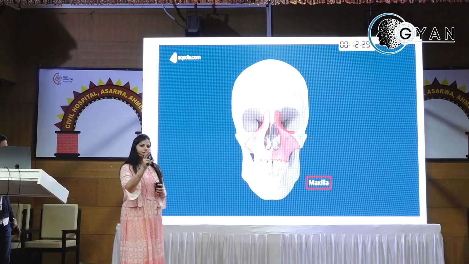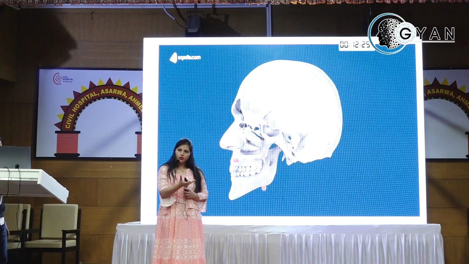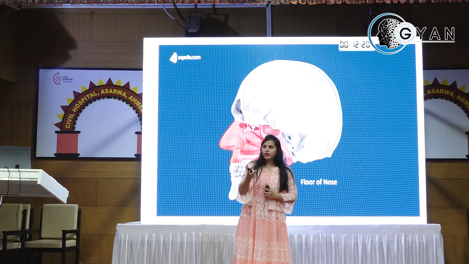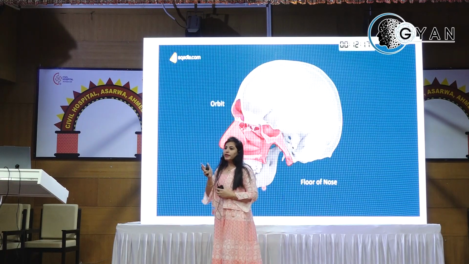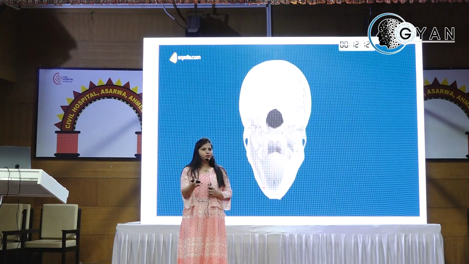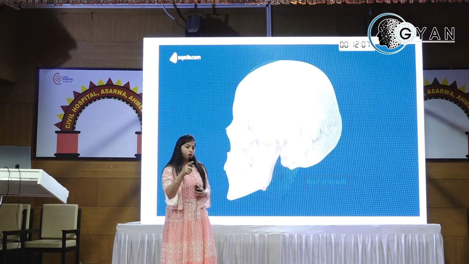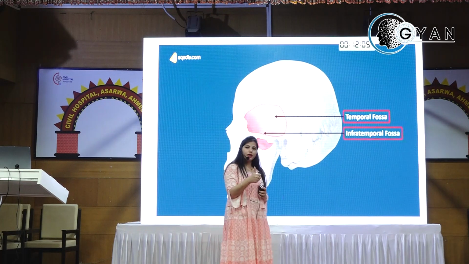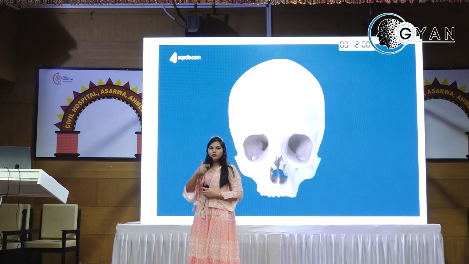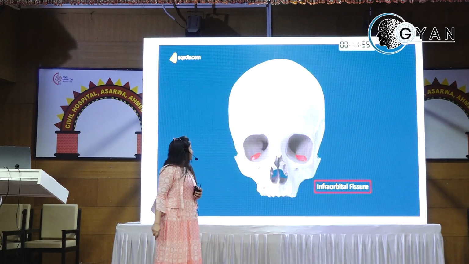Okay, basically the maxilla, if you see from the lateral side, contributes to the lateral wall of the nose and the floor of the nose. If you see from the superior side, it contributes to the orbit, the infraorbital fissure on the medial side. If you see from the inferior part, it contributes to the roof of the mouth, that is the palate. And if you see from the posterior angle, it contributes to three major fossae: the pterygopalatine fossa, the temporal fossa, and the infratemporal fossa. So the major anatomical landmarks are associated in some way or other with the maxilla.